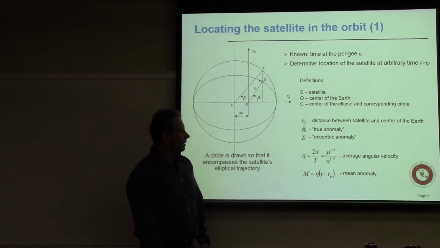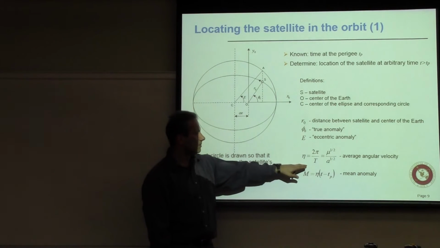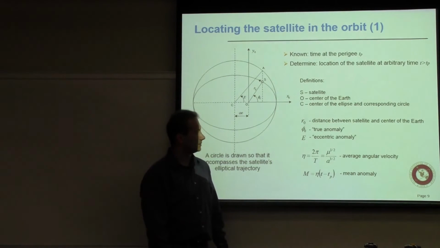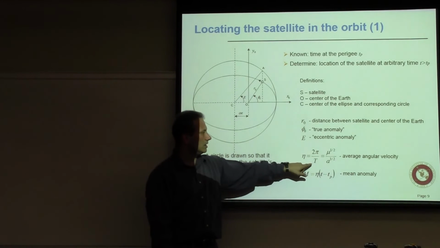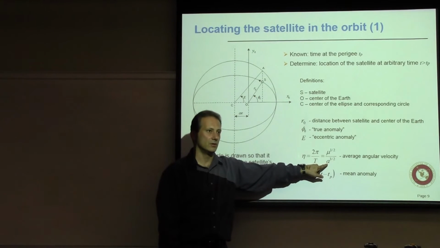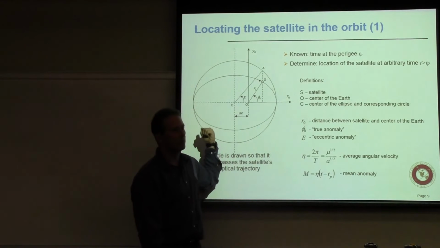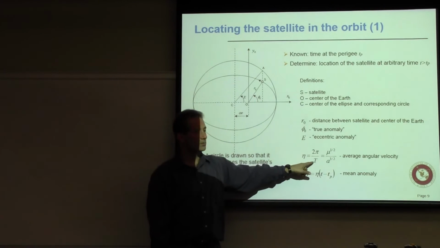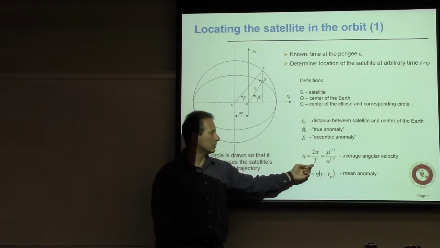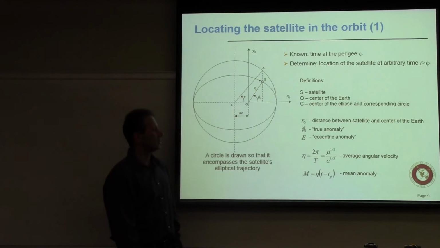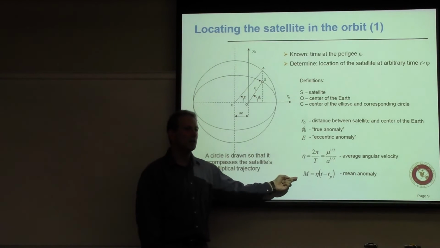Now, remember T and a are related quantities, so I can express this average angular velocity either through T, or because T and a are proportional based on Kepler's third law, I can go to the equation for Kepler's third law, express T in terms of a, and get to this equation here. So I can express this average angular velocity either through the period or through the semi-major axis.